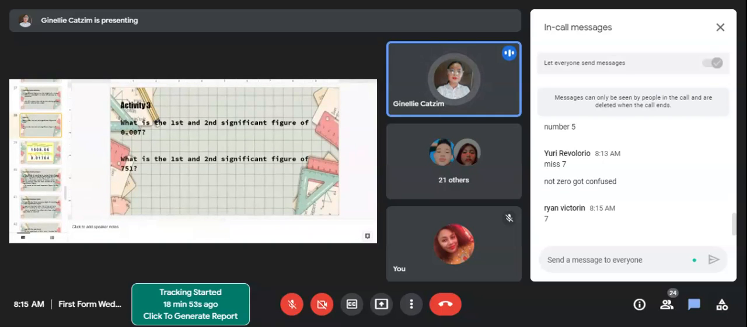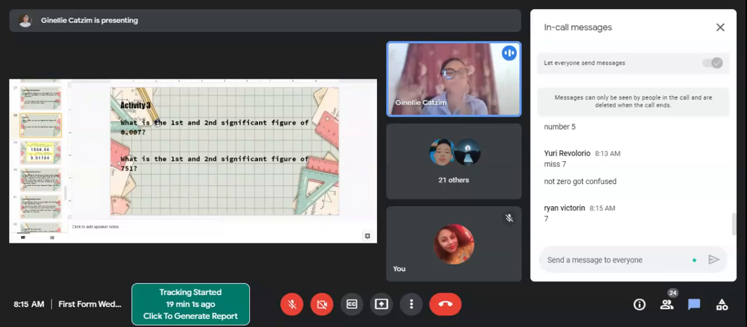So in the example 751, what is our first significant figure? 7, right? We start counting from left to right. Please remember that we start counting from left to right. So our significant figures are counted from left to right.